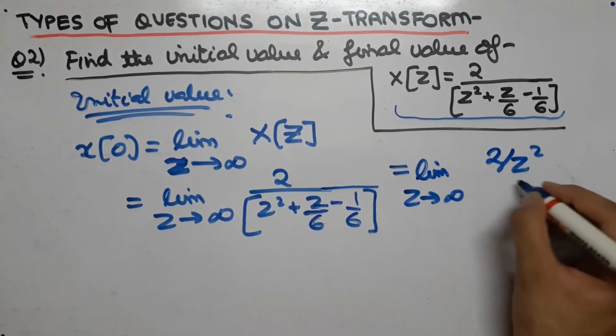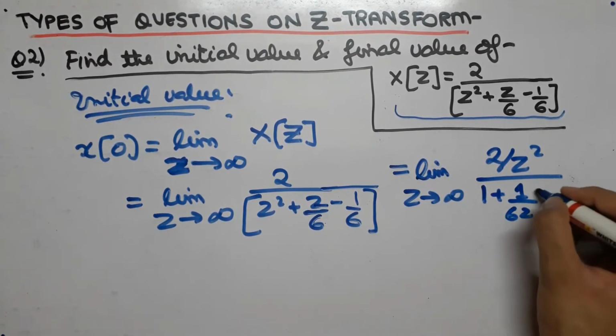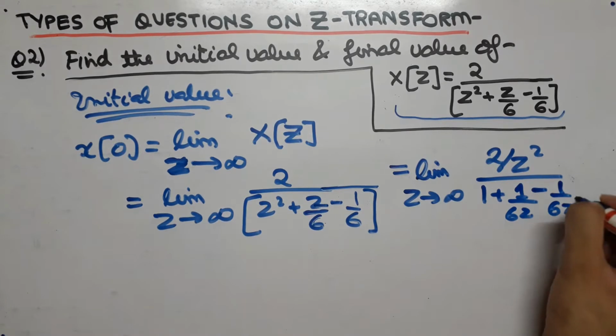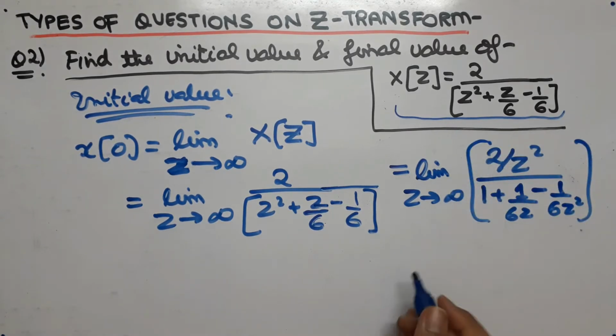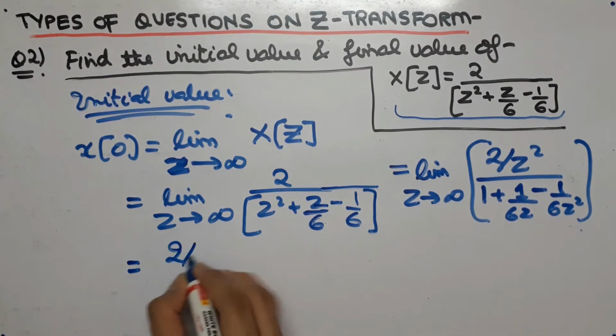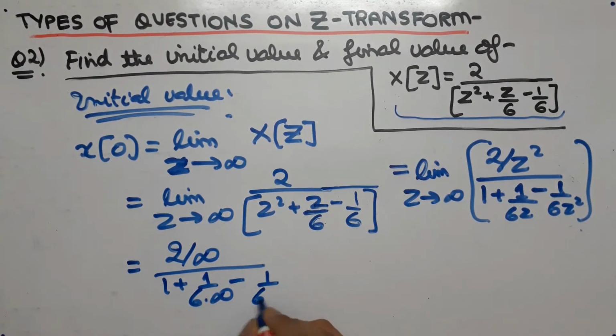On doing that, you will get 2 by z square upon 1 plus 1 upon 6z minus 1 upon 6z square. That is, we have divided the numerator and the denominator by z square. Now we are going to apply the limits. That is, we will get 2 by infinity upon 1 plus 1 by 6 into infinity minus 1 upon 6 into infinity.